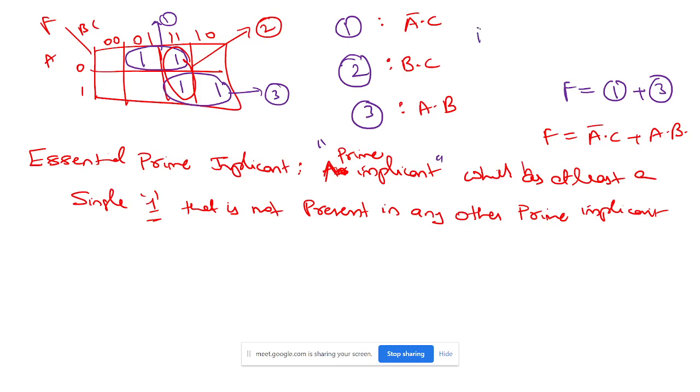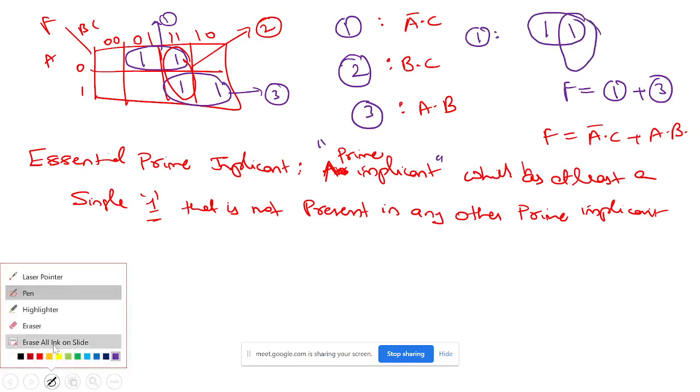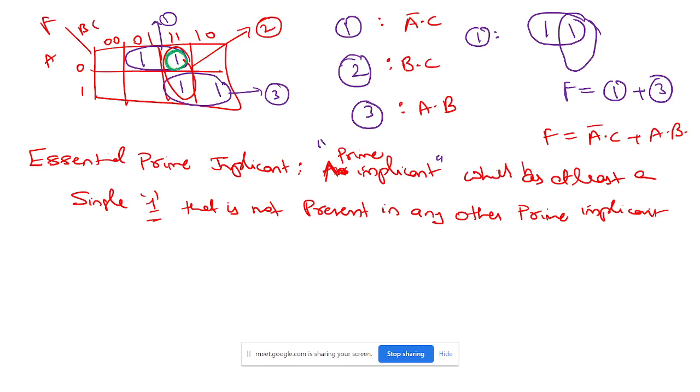Now, if you look at one, correct? This is like this, correct? Now, if you look at this one here in this box, this one is present in 1 as well as 2 also. But you look at this one, present only in 1. You understand? Right? So from this example, I can say that A bar C is an essential prime implicant.